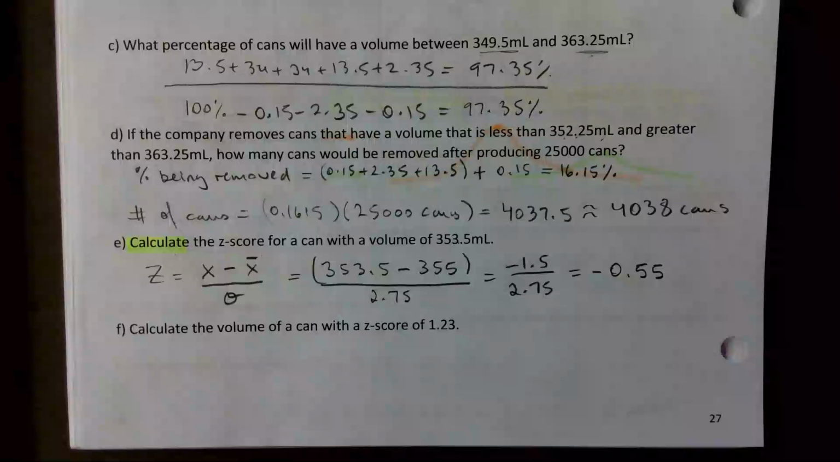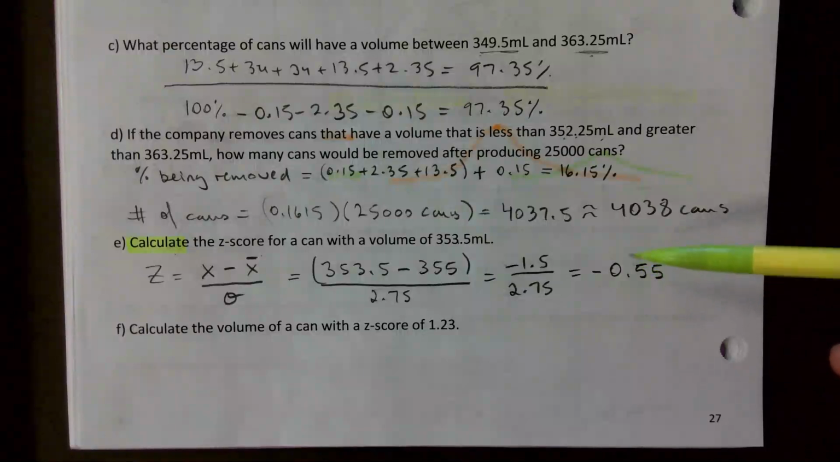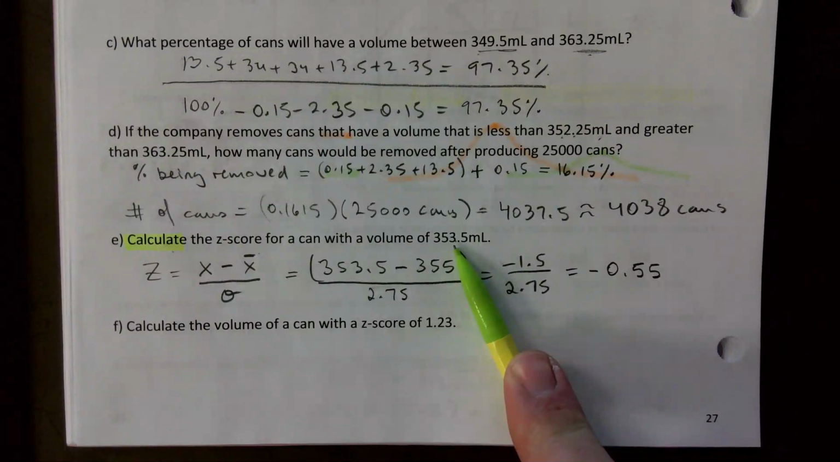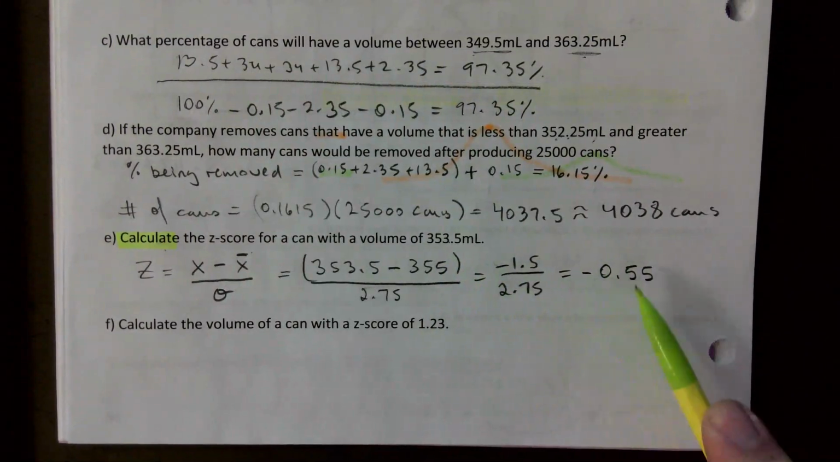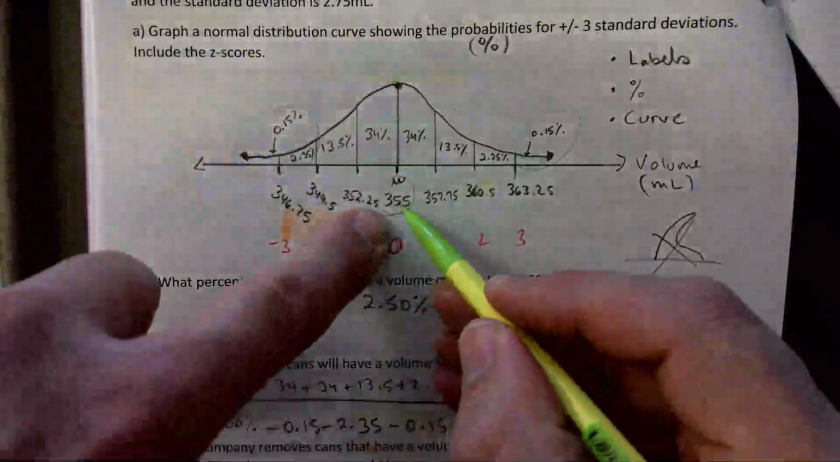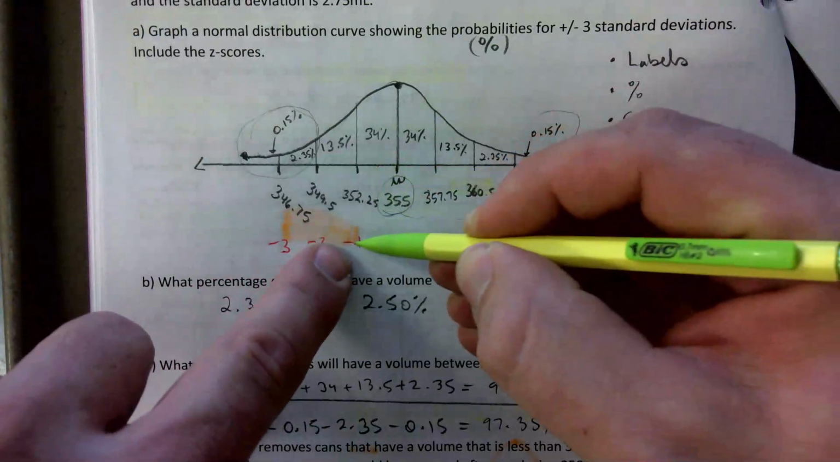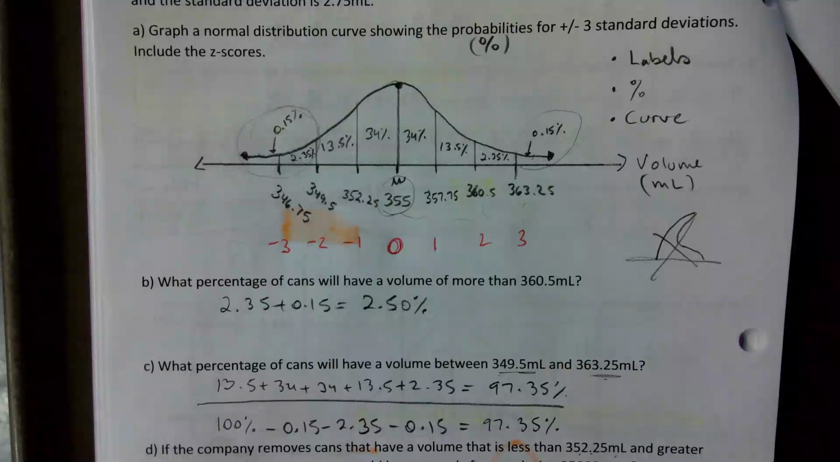Z-scores have no units. What does it tell us when you look at this, folks? What do we know? Is a can with this much volume above or below the mean? Below. How do we know that? The sign. And it's below by half a standard, half a z-score, half a standard deviation. Let's verify that. Let's go up here. If this is 355, then 353 is somewhere in here, right? So it makes sense that it's negative 0.55. It makes sense. Okay. So verify that.